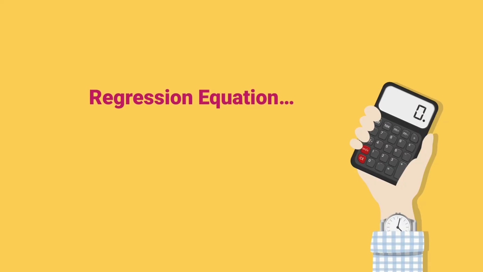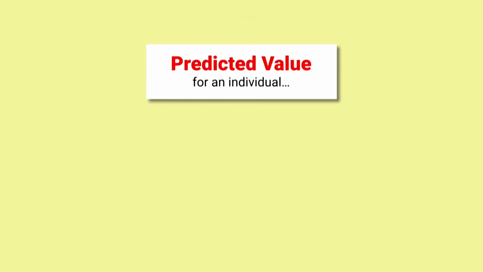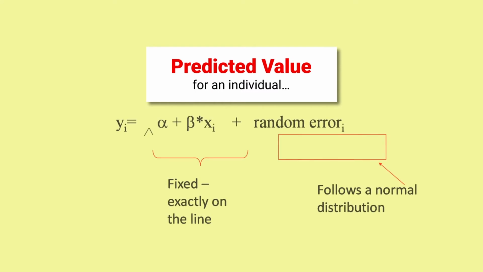And the regression equation: the expected value of y at a given level of x, E(y|x), equals alpha plus beta x, and the predicted value of an individual is alpha plus beta x plus random error. This is called standard error, and we have a dedicated session which talks about how this standard error is part and parcel of the equations or the regression analysis.